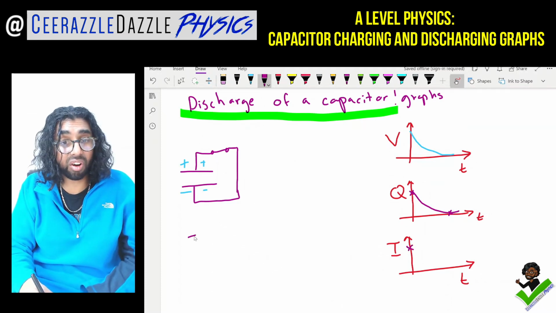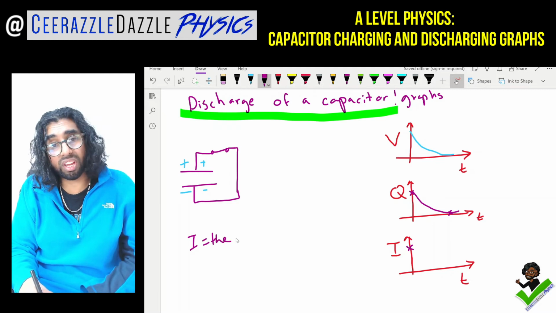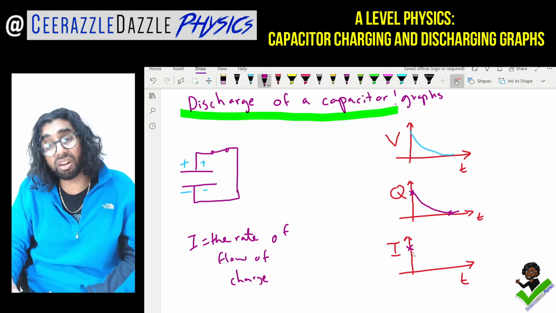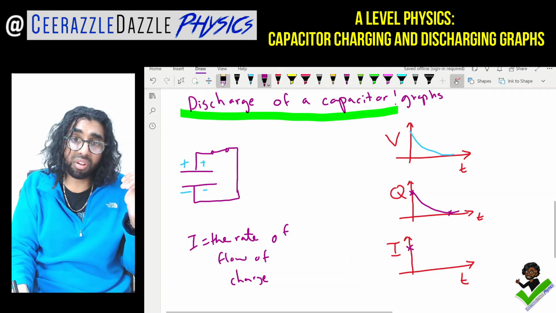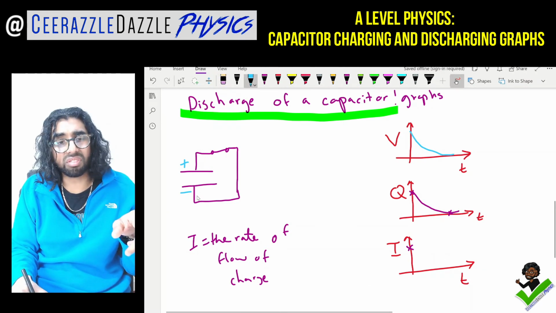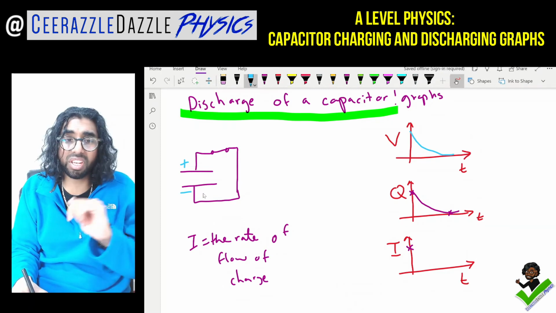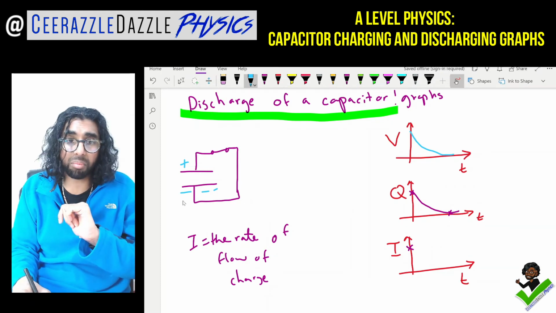Don't forget, current is equal to the rate of flow of charge. So the current is going to be quite high at the start. But then as time goes on, let's say this becomes less and less charged. What's going to happen to these electrons? Are they going to be as keen to rush around compared to before? So initially at the start, let's say it was loaded up.